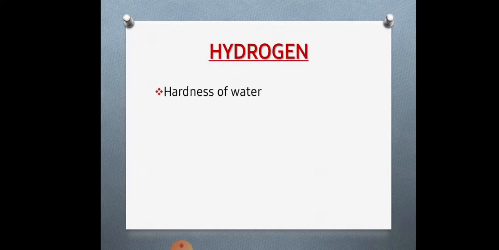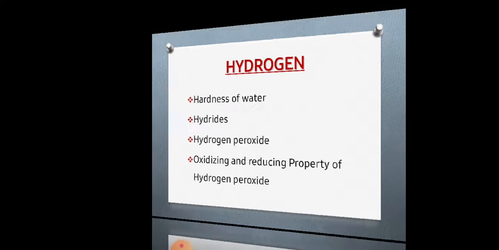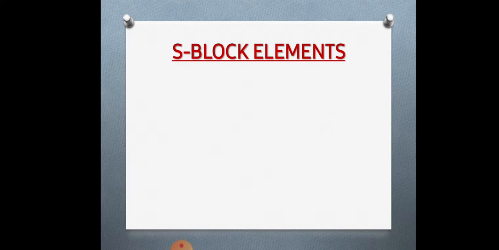Then the next chapter is hydrogen. In this hydrogen chapter, hardness of water is important, the second one is hydrates, then types of hydrates, and the third one is hydrogen peroxide. Especially in hydrogen peroxide, the oxidizing and reducing property of hydrogen peroxide is important from the examination point of view.